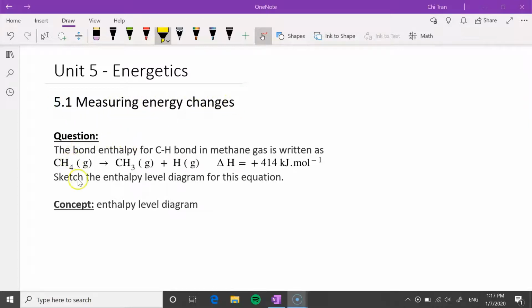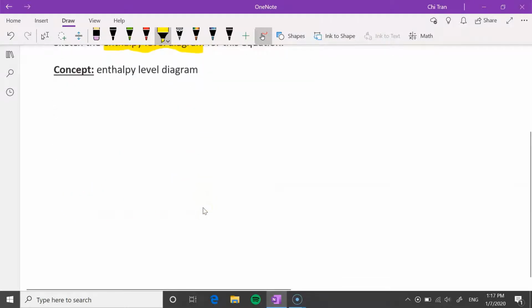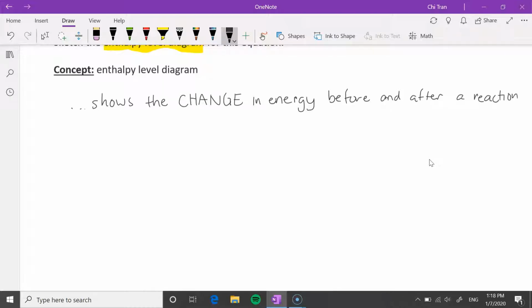So the keyword in the question is to sketch an enthalpy level diagram for this reaction right here. And the concept of this question is the enthalpy level diagram. So the enthalpy diagram shows the change in energy before and after a reaction. So we're going to demonstrate this using both an endothermic reaction as well as an exothermic reaction.